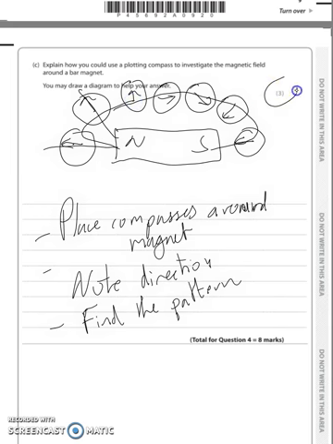So if I was going to write it out for 3 marks, I'd say I would place compass or compasses around the magnet, I would note the direction, and then I would find the pattern. So I would link them together to find the pattern. A diagram would really help here. It doesn't take too long to draw, and it would help you explain it. And that's question number 4.